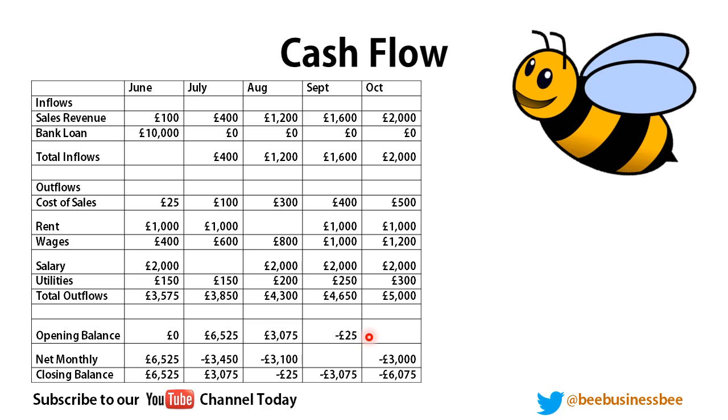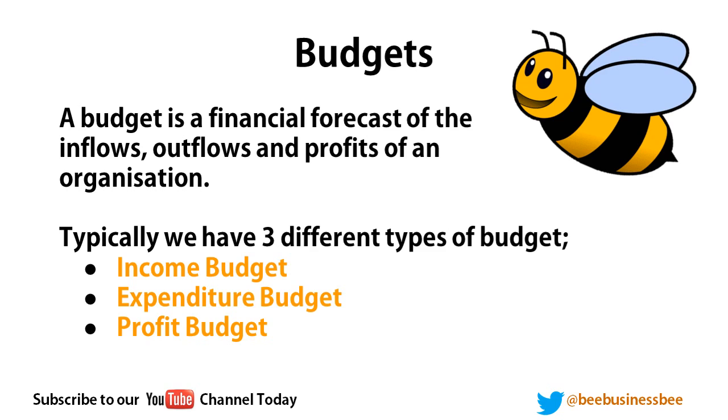So then you should have £3,075 going up there. And that will complete your cash flow forecast. Hopefully, you got that right. If so, well done. And you've now completed cash flow. We're now going to move on to our last topic we're going to do today, which is budgets. Nice and simple. Have a look at these.